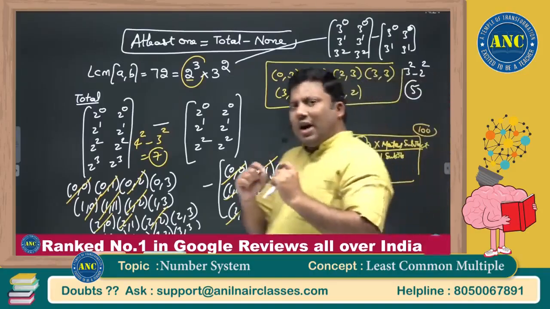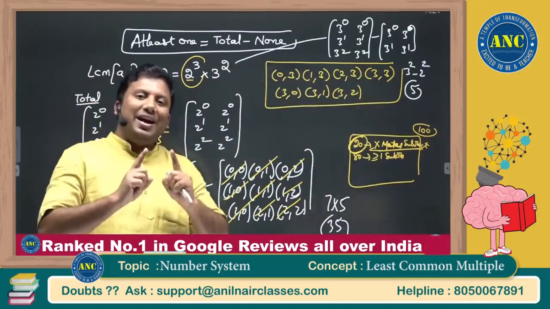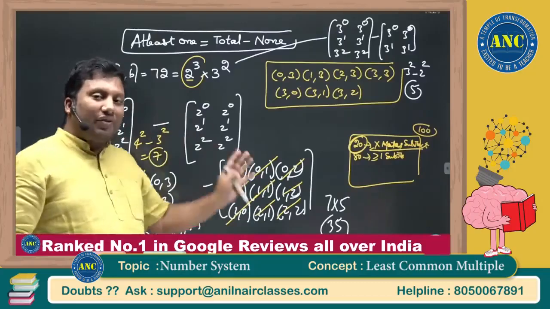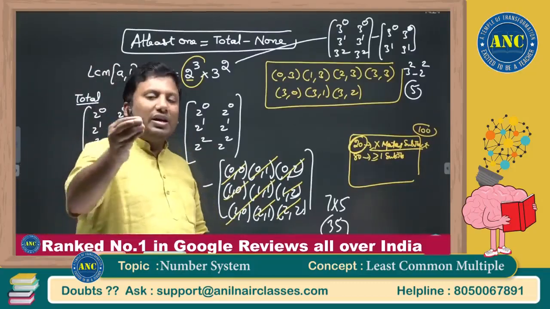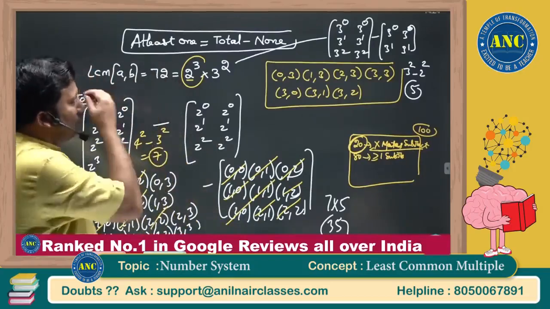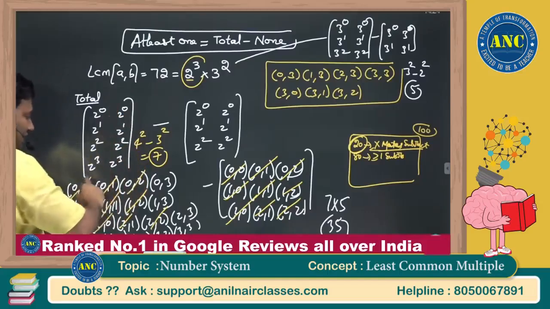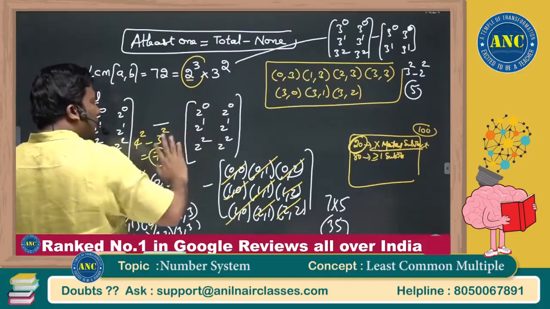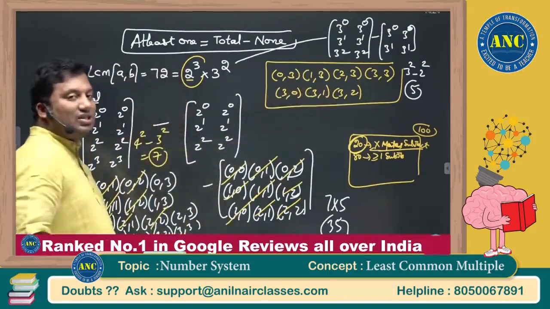A simple understanding of total minus none, and you will get the answer very easily. There are no cases. I will do at least 5 to 6 questions. Even the most complex CAT question will take less than 10 seconds for you to solve. Total minus none. Total cases, these are the 16 cases, minus not having 3 square, 9. If I subtract, I get every case which contains 3.